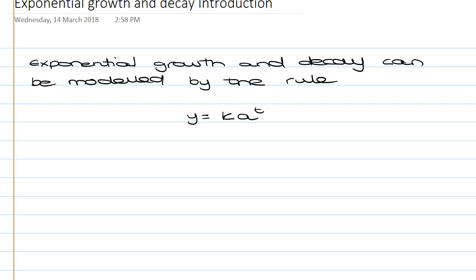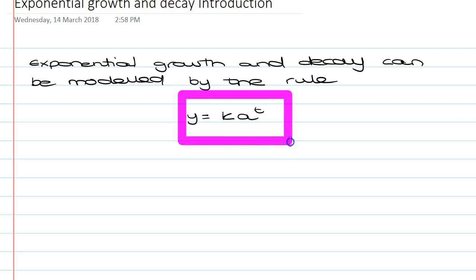In this video, I'm going to introduce exponential growth and decay and relate it to the financial world. So exponential growth and decay can be modelled by a basic rule where we've got y equals ka to the t, where a is the growth rate or decay rate, depending on if we're looking at exponential growth or exponential decay. K is the initial amount and t is the time that it takes to grow or decay. Y would be the amount that you would end up with.